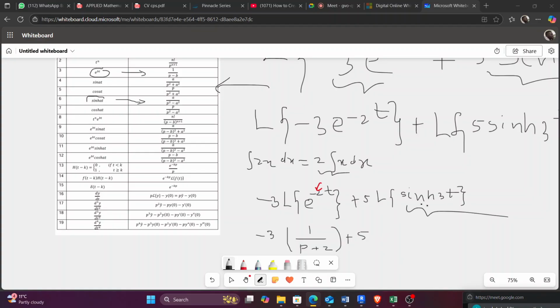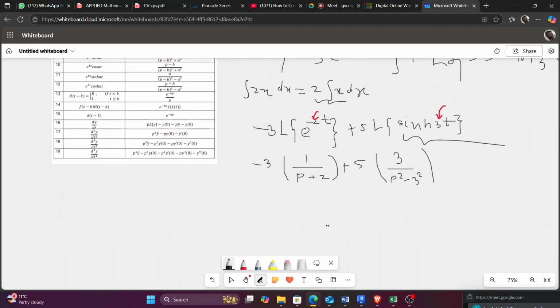Now I have 5 sinh. Sinh is this one. They say it is a. Which one is my a? You have to be able to identify a in this case. A is the constant inside the sinh here, which is 3. So can we write it down? We're going to have, you can open your bracket. What is a? A is 3. You just copy 3 over. The formula says it is p square minus a square. So it is p square minus a square. A square is simply 3 square.